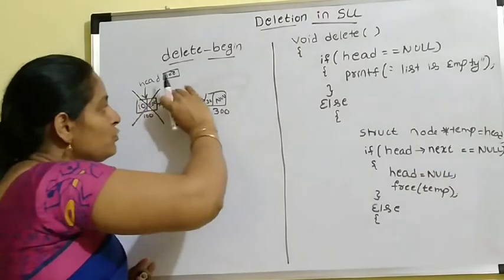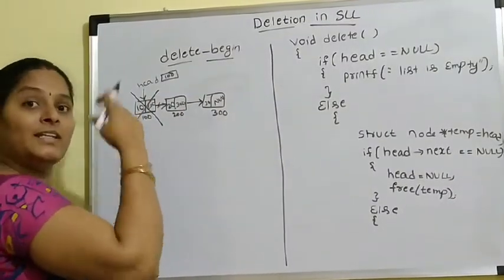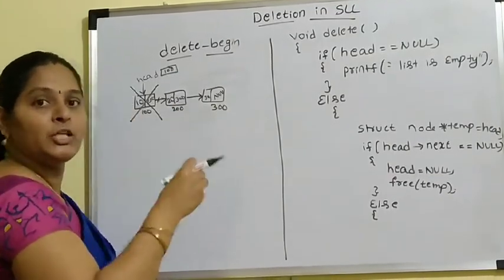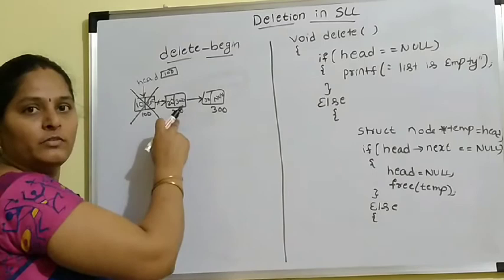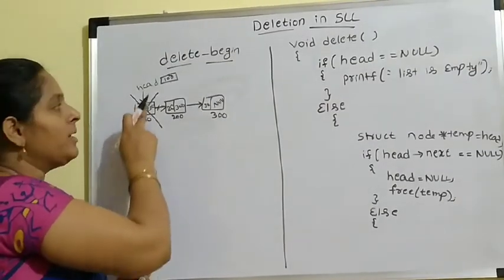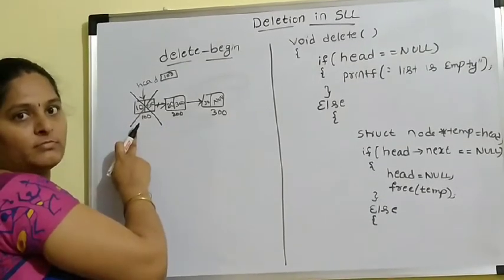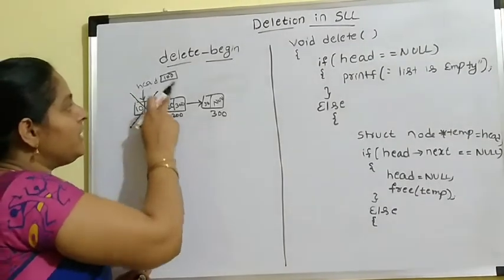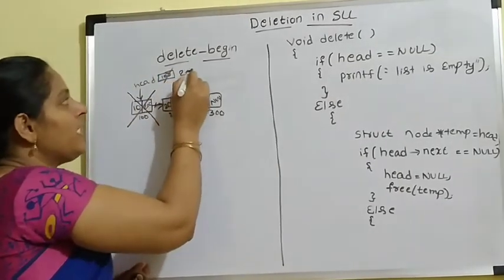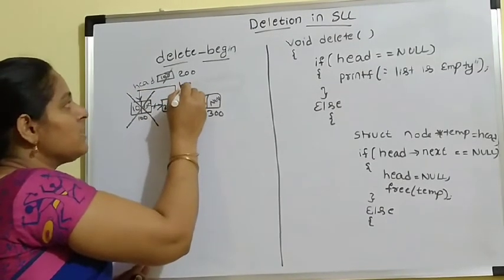So these 2 nodes will be separated from this node. At that time, it is very difficult to identify, or to pick, this second node from the memory. That is the reason why, before deleting, make the second node the head node and then remove this node. So how to make the second node the head node? You just assign the second node's address to the head pointer. So automatically your head pointer comes to this second position.